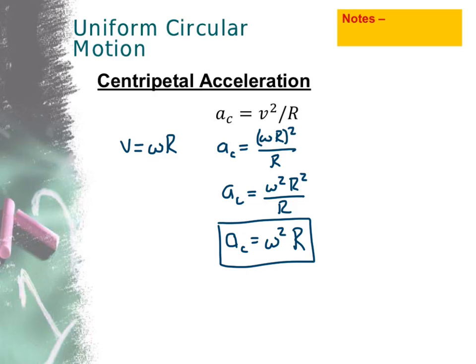So if you want to calculate centripetal acceleration and you're given angular speed instead of linear speed, you can still calculate it without having to convert to linear velocity before plugging into the formula. Instead, you can go straight to this formula right here and just say centripetal acceleration equals omega squared times r.